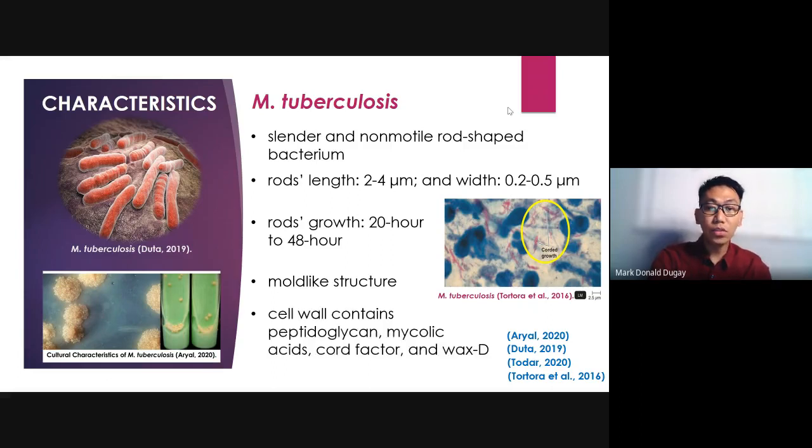The cell wall structure of M. tuberculosis makes it unique among prokaryotes. This serves as a determinant of virulence for the bacterium. The cell wall complex contains peptidoglycan and three major lipid components: the mycolic acids, cord factor, and wax-D.